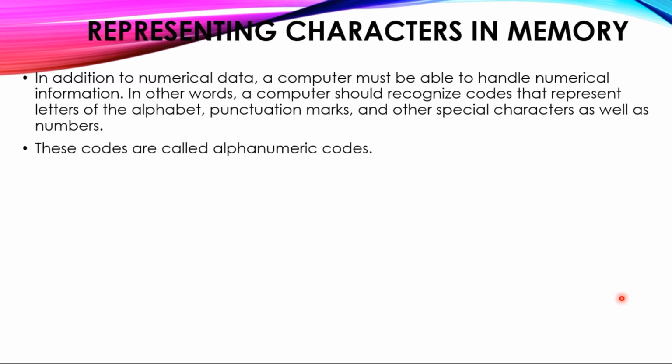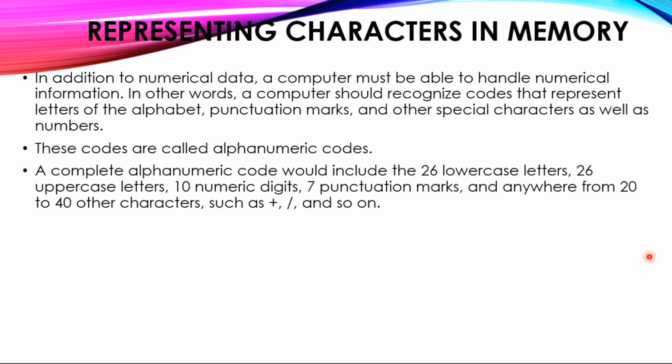These codes are called alphanumeric codes. Alphanumeric means what? Alphabets plus numbers. So it is termed as alphanumeric. A complete alphanumeric code will include, now what comes in your alphanumeric? 26 lower characters, 26 upper characters. Lower characters means your small letters a to z. Upper characters means your capital letters A to Z. Then 10 numeric digits. 10 numeric digits means what? 0 to 9. 7 punctuation marks, all your punctuation marks, that is exclamation, and anywhere from 20 to 40 other characters such as plus, division, that is other symbols.